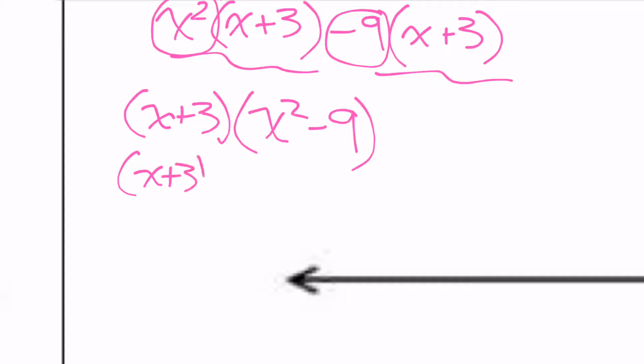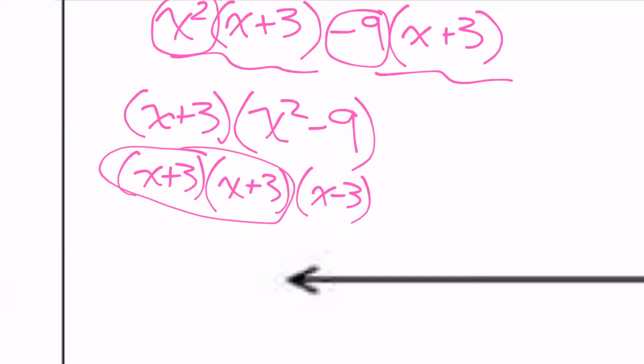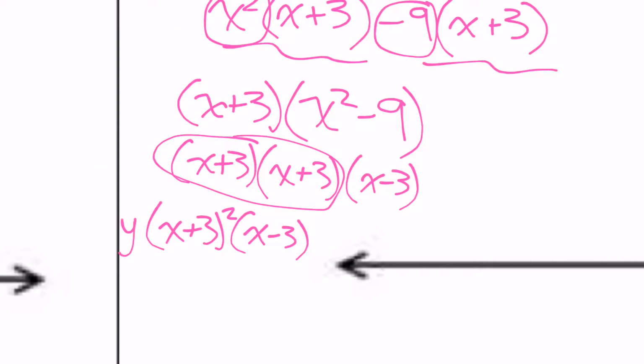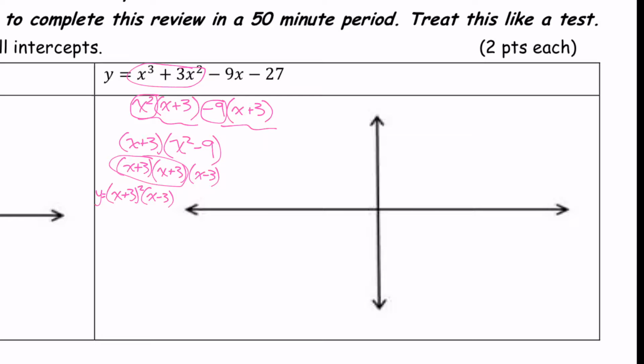X plus 3. Well, x squared minus 9 is a difference of two squares, which means it'll factor as x plus 3 times x minus 3. So notice we have two powers of x plus 3, which means that we should write it as x plus 3 squared times that x minus 3 factor. That is our equation, fully factored right there.